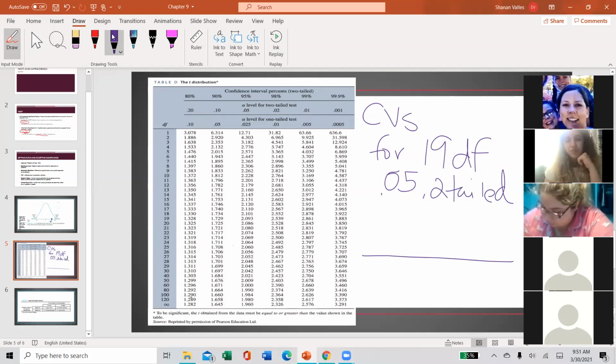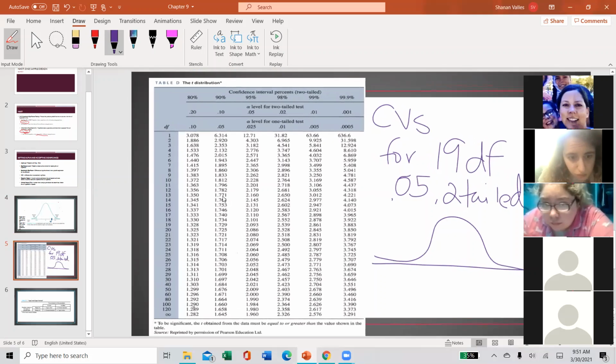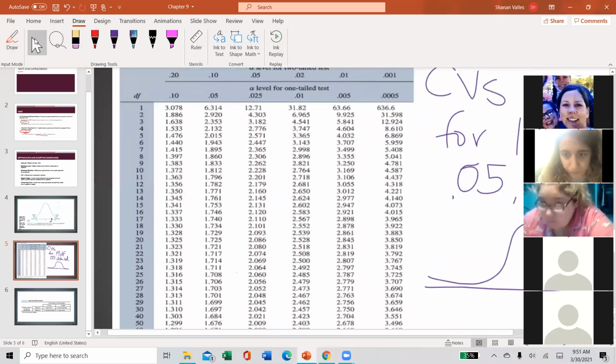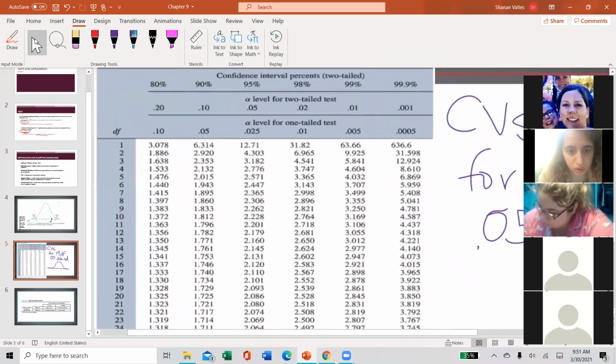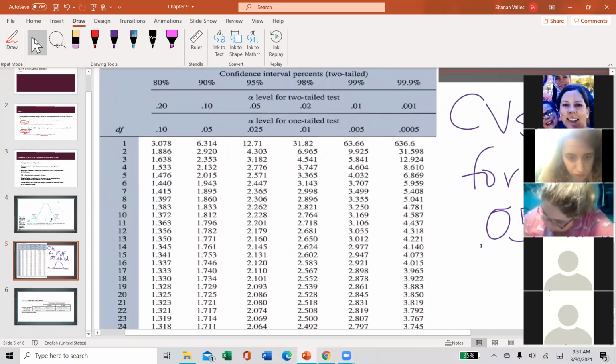Okay, so where would my critical values be? Ugh, that's a horrible one. For degrees of freedom of 19. Did I just mess you up? Does that make it bigger? For the critical value, we're always going to be right here, guys. Okay.